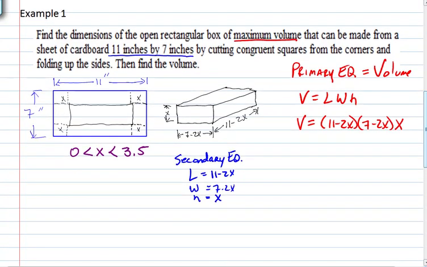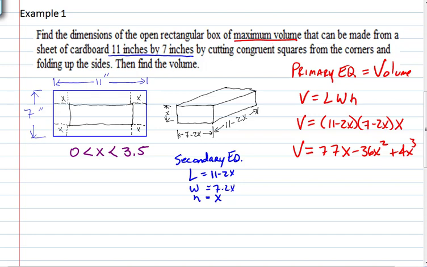Now, I said I want to optimize this. By the way, let's rewrite this so that when we take the derivative, it's going to be easier. We have volume is equal to, if we FOIL this out, 77x minus 36x squared plus 4x cubed. FOILing that out and distributing the x. I did it in advance. I'm not that quick. All right, so we want to maximize.